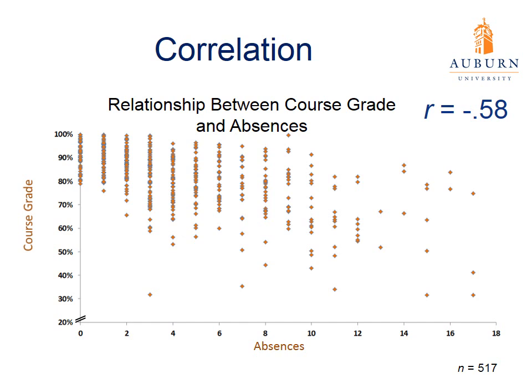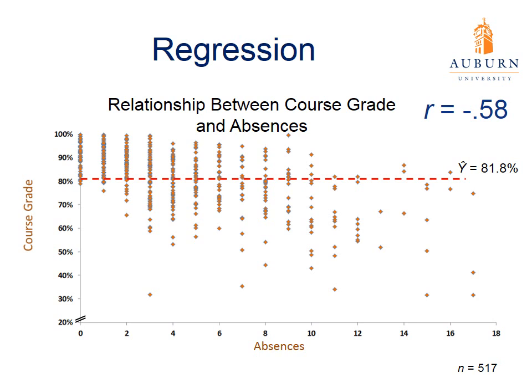So again, regression are additional analyses after you do your correlation. And so we talked about before that there is a negative relationship between absences and course grades, that as absences increase, there tends to be a decrease in the grades for students. And that relationship as a correlation coefficient is r equals negative 0.58. And that's a significant relationship between the two. So you've seen this scatter plot before.